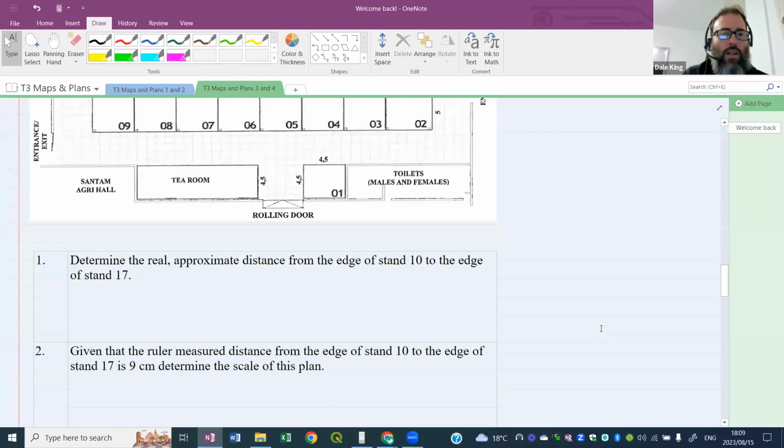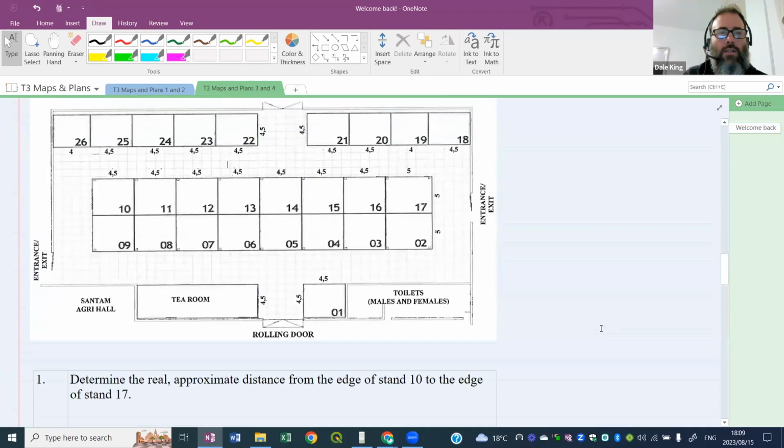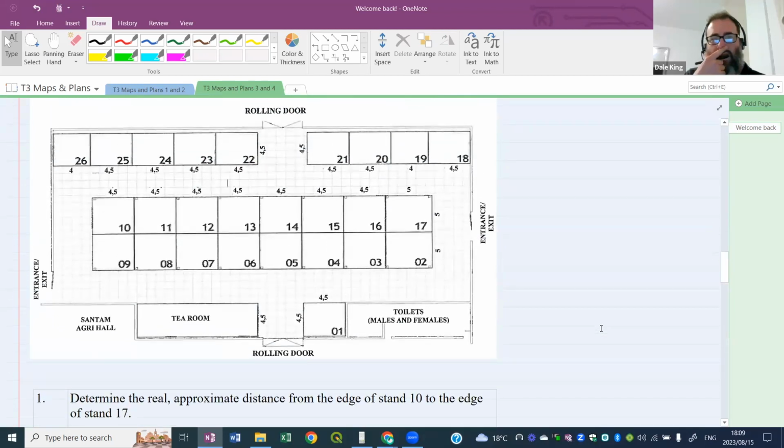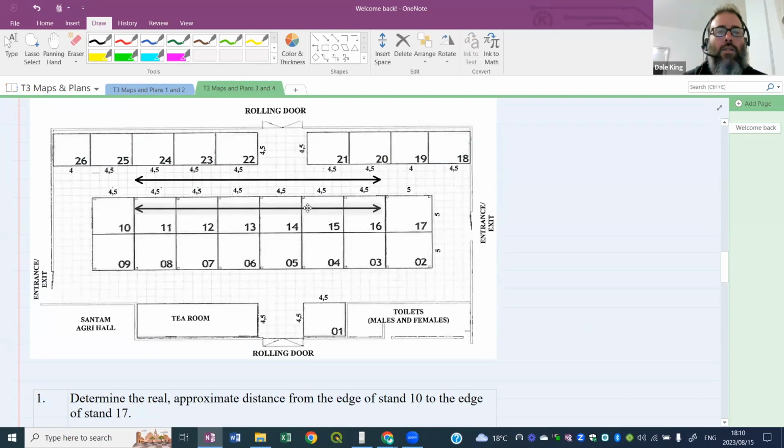All right, determine the real approximate distance from the edge of stand 10 to the edge of stand 17. The real approximate distance from the edge of stand 10 to the edge of stand 17. So this is what we are talking about. There's stand 10. There's stand 17. And we're talking about the edge. So from there to there.